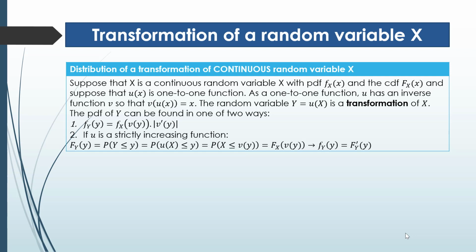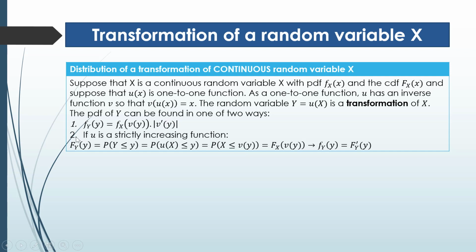The random variable Y is equal to u(x). Y is a transformation of X. And the PDF of Y can be found in one of the following two methods. The first way, we simply apply the formula f_Y(y) is equal to f_X(v(y)) times the absolute value of the first derivative of v(y).